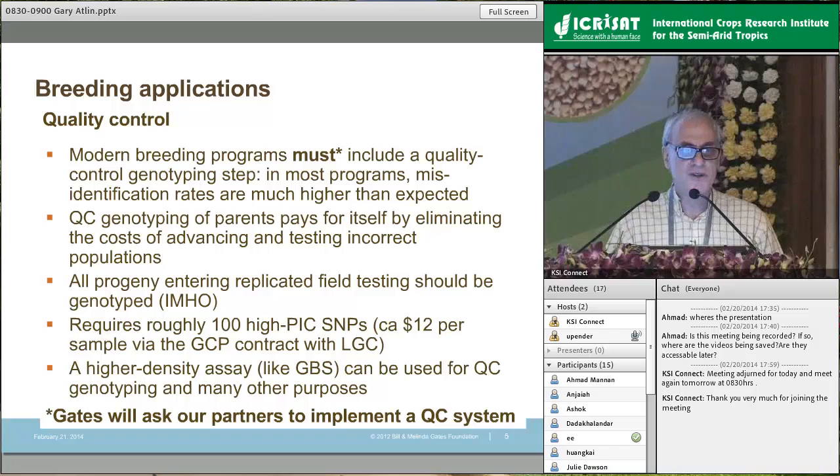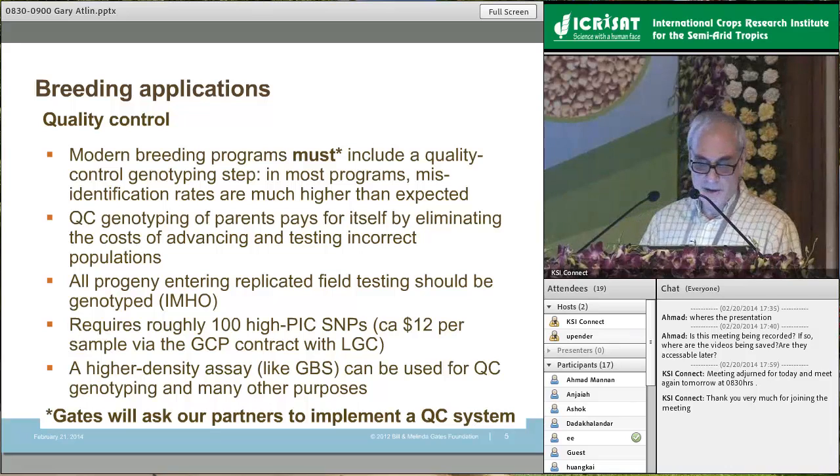There's really a question of what stage in the breeding process you should use the quality control genotyping. I think it's anything now, with the costs that we have for relatively high densities coming down with GBS to $10, $15 a sample very, very quickly. Anything that goes into replicated field testing should be genotyped.